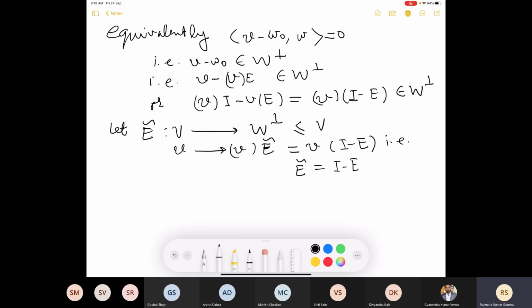So we know that V minus VE, because of this, is VE tilde. Now this V under I minus E is in the orthogonal complement. That means this is V E tilde, and this is in the orthogonal complement.